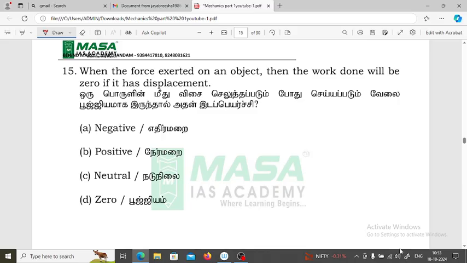Work done is 0 is the given condition. When the force is exerted on an object, the work done will be 0. Work done 0 means displacement of the object also 0. Very simple. Work done is 0 means the displacement also 0. There is no displacement, there is no work. So answer is option D, 0.